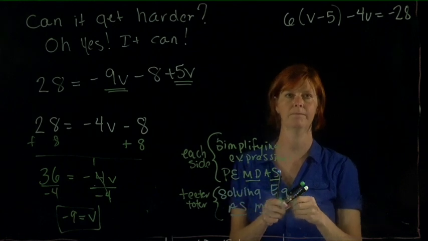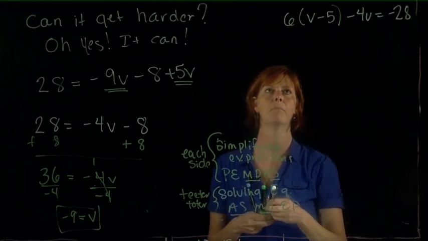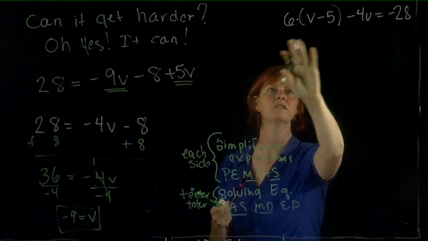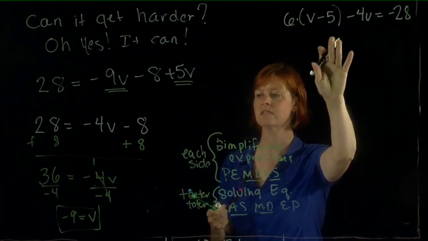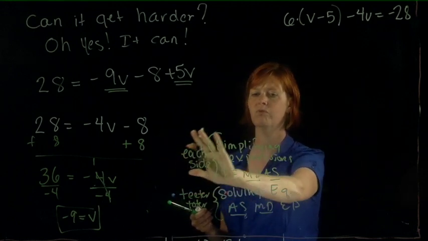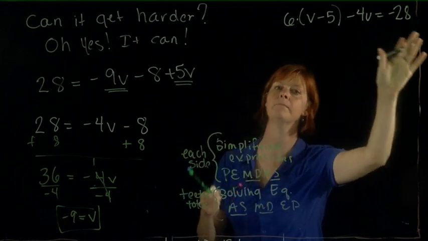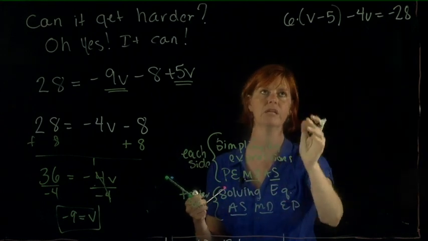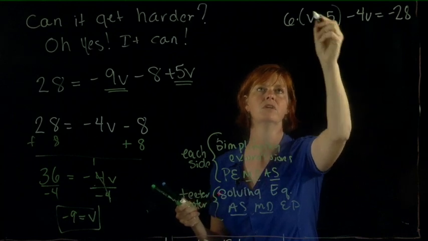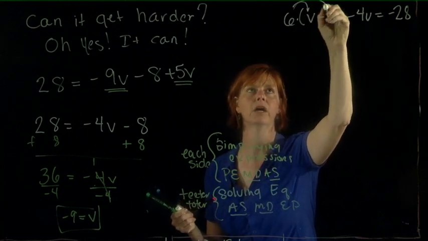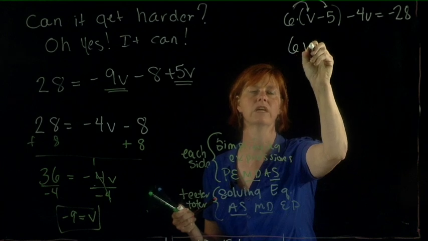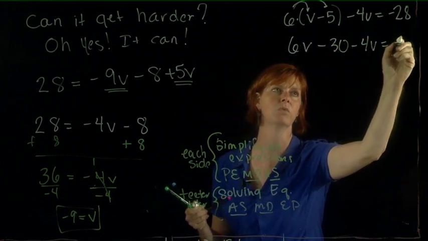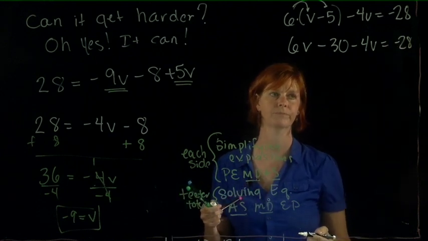This problem has a multiplication in it right here, and this all needs to be cleaned up. Before I go to the solving, before I move stuff across the teeter-totter, I just need to follow the order of operations and simplify this stuff. So remember this distributive property here. 6 times v is 6v. 6 times negative 5 is negative 30. Don't do too much at once. Just carry all that down.